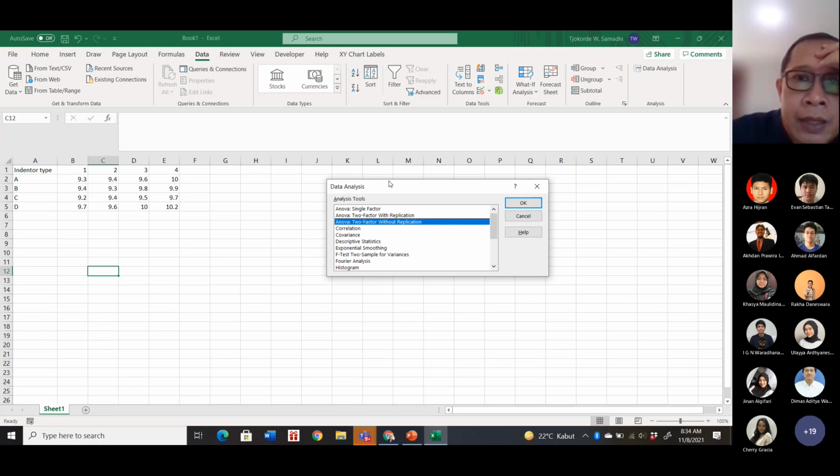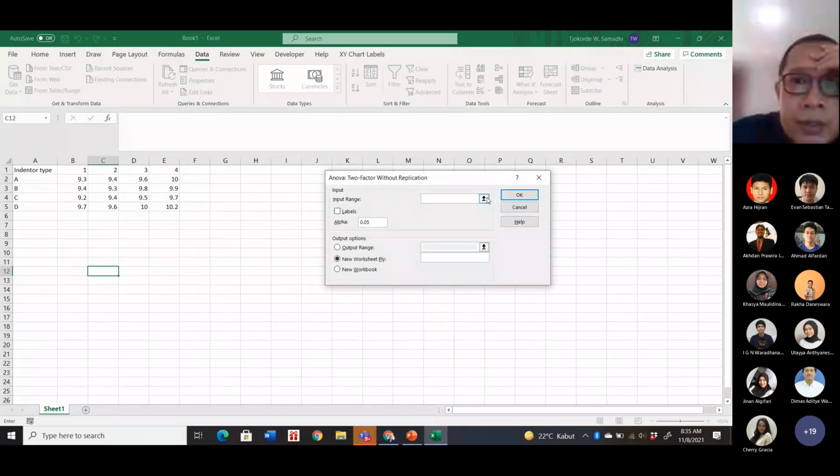And then from this data analysis toolbox, choose this one, ANOVA two-factor without replication, because that is what our data entails. If you can follow my cursor on the left-hand side, this experiment essentially did not involve any replication. So each combination of indenter type and coupon number is only done once. All right, so click OK there.